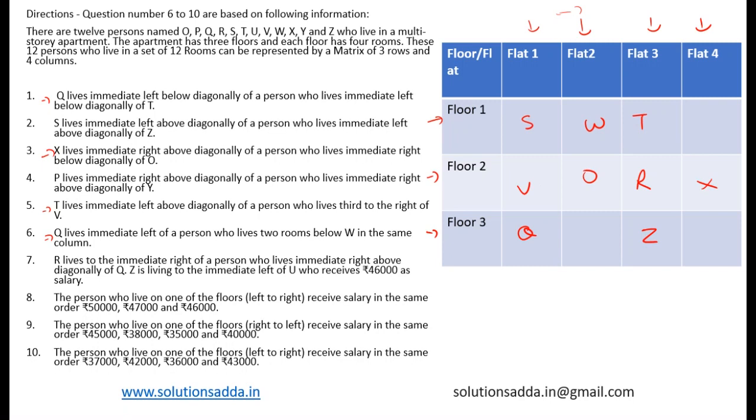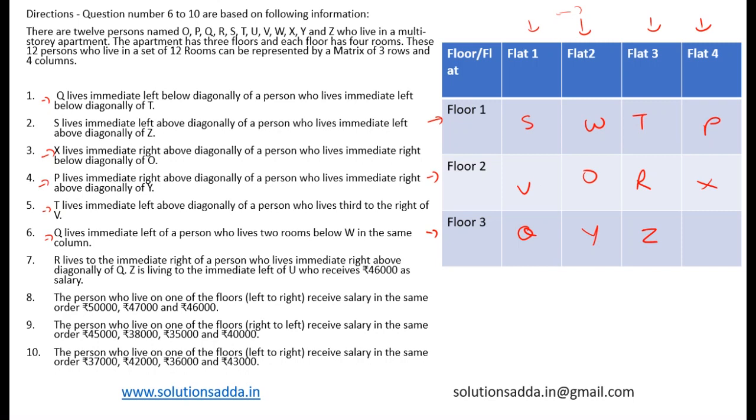Next, the point is P lives immediate right above diagonally of a person who lives immediate right above diagonally of Y. So based on that, we can place P here as well as Y here. So that is also completed this point.